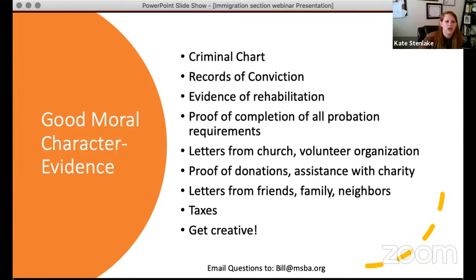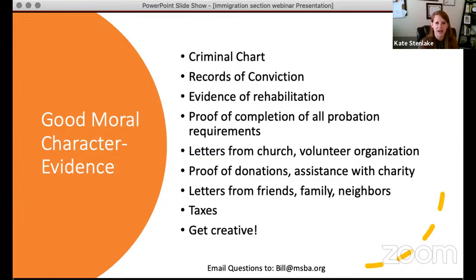Okay. So, evidence of good moral character. First, if there are criminal convictions, you do want to do what's called a criminal chart. I believe you can find a sample for that in the EOIR handbook. For any arrest or conviction, provide a chart that explains when the arrest was, what the arrest was for, what happened, and whether or not it has immigration consequences. Hopefully, for all of your convictions, it'll be no, there are no immigration consequences.